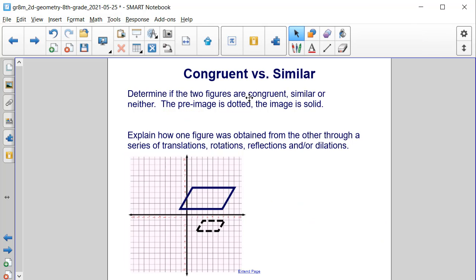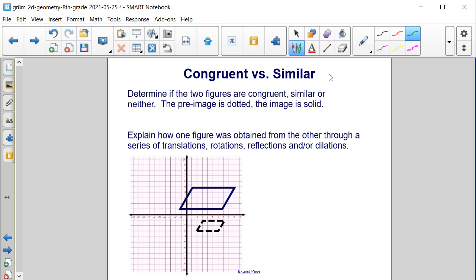Determine if the two figures are congruent, similar, or neither. The pre-image is dotted, the image is solid. Explain how one figure was obtained from the other through a series of translations, rotations, reflections, and/or dilations. Well, let's examine these. So the pre-image is dotted, so we're starting with the smaller one down here. And its top and bottom have lengths of 1, 2, 3, 4.